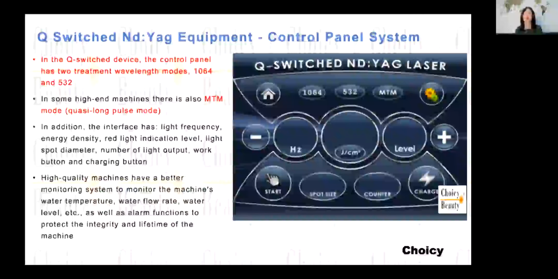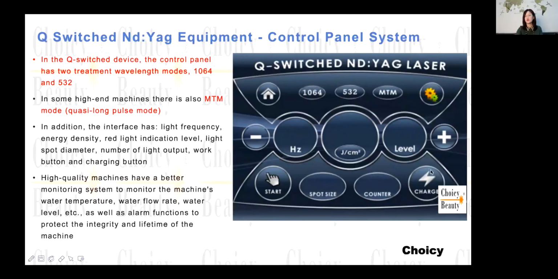Here's the control panel. For the control panel, the Nd:YAG laser more or less doesn't have too many differences. You see here, this one, you can choose 1064 or 532. And here is energy. Here first is frequency. Frequency is how much frequency you want to use. Here is level, start, and spot size you can choose. And there's a counter.